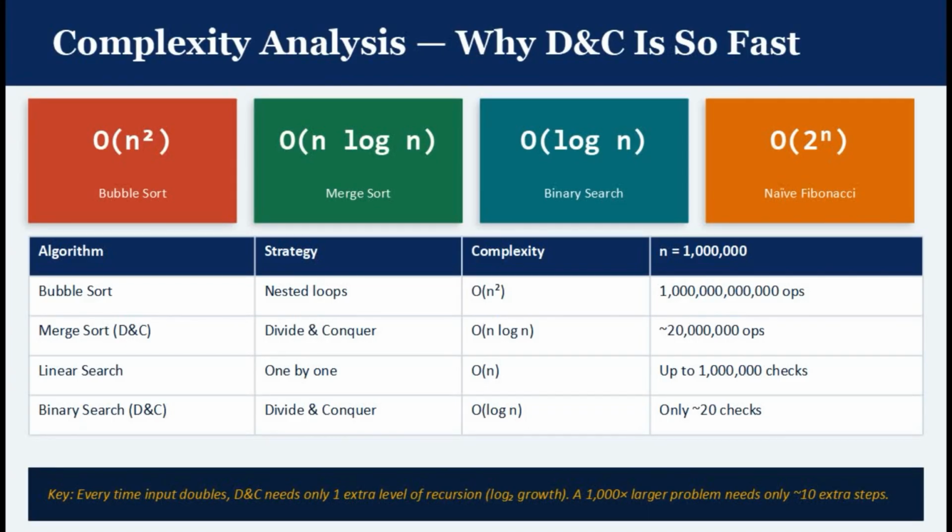One important nuance. For binary sum specifically, the total work is still O of n. There are n leaves, each doing constant work. What changes is the depth and the ability to parallelize.